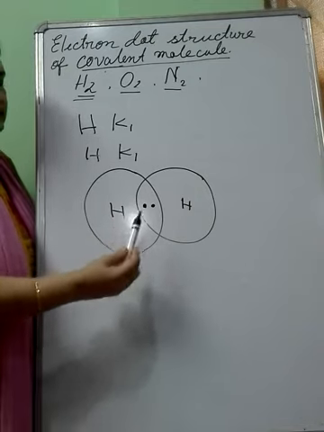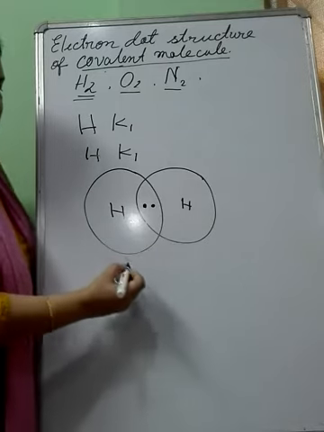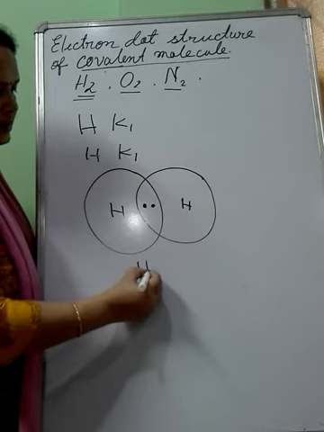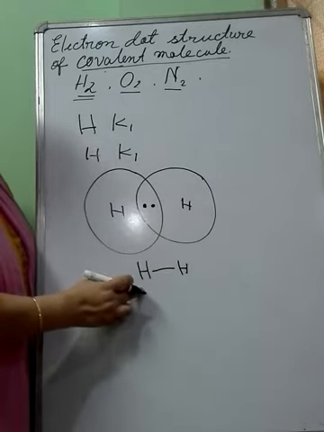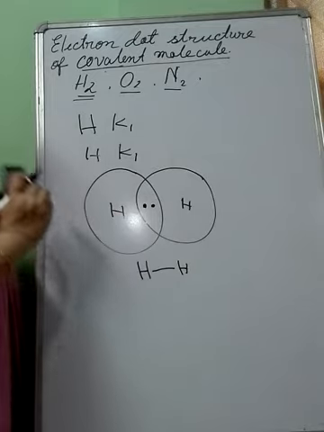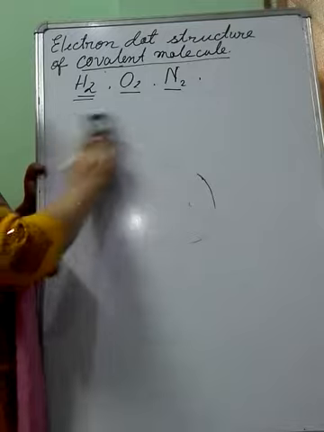Now this is the dot structure of the hydrogen molecule, and we can also show it with the help of a single line between the two hydrogen, which is called the skeletal structure. So this is the dot structure for hydrogen. Now let us come to oxygen.